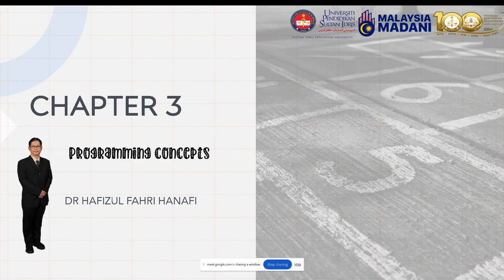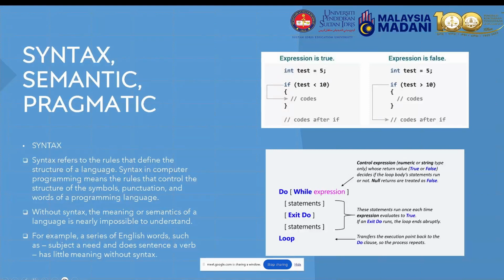Okay. For this week, we look deeper, more into a programming language, more specifically on a programming language. We look into the syntax, semantic and pragmatic.